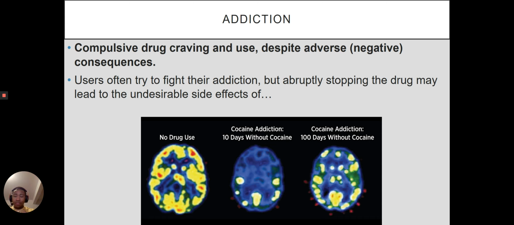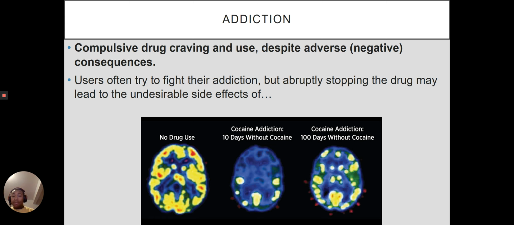Before I move on, the chart at the bottom is scans of a brain. The first scan is no drug use, so there's lots of brain activity going on. The next scan is of a brain of someone who's addicted to cocaine, 10 days without cocaine. You can see their brain activity has really diminished as a result of their addiction. But after 10 days without using it, there's a little bit of activity coming back. And after 100 days without using it, there's a lot more activity coming back. It's not to the same level, but that shows you how long it takes for the effects of that addiction to come off.